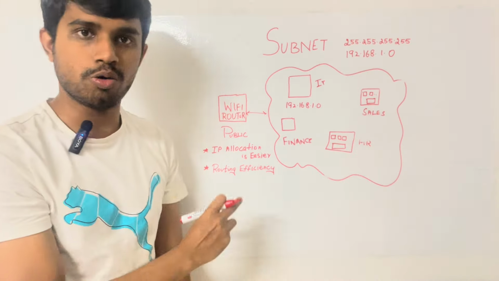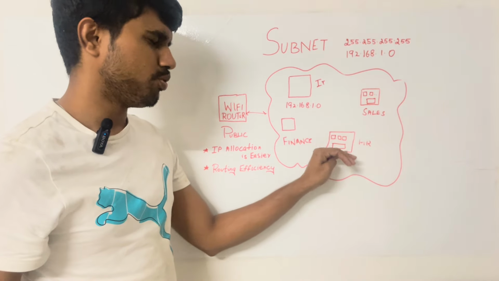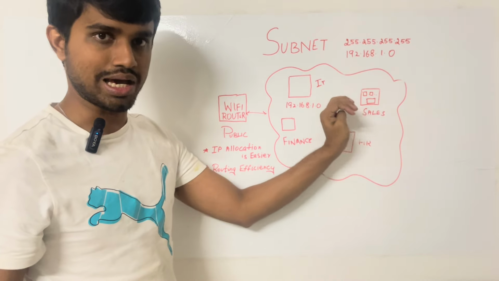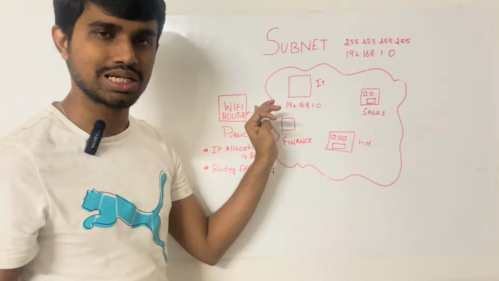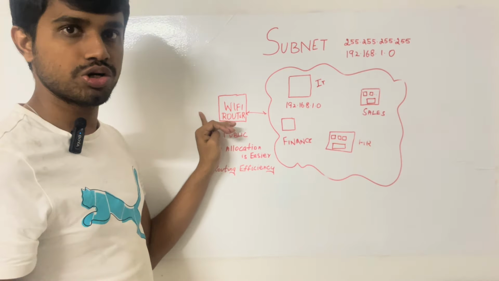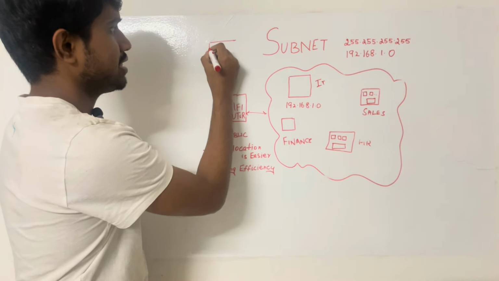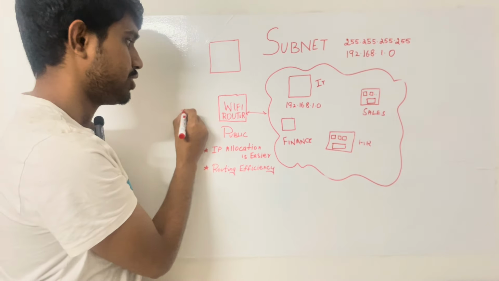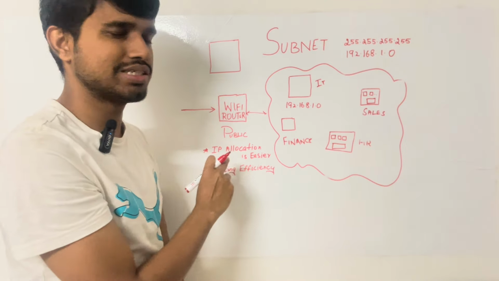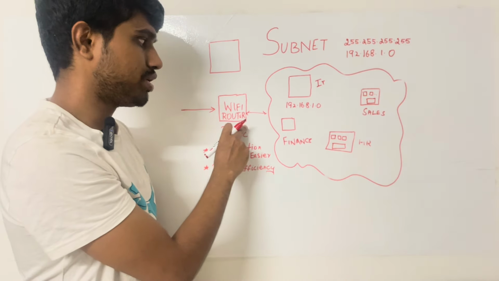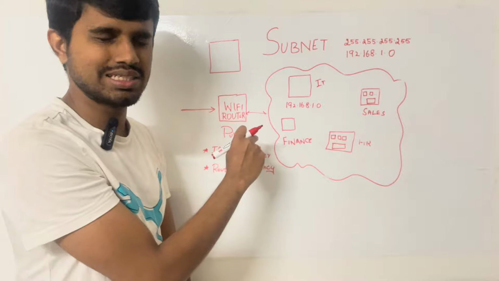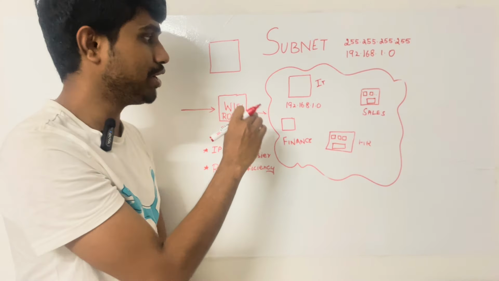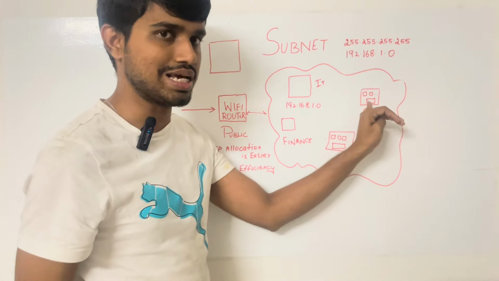So what I mean by routing efficiency is, if you know that all the sales computers will only fall in this IP range, the first advantage is that this router maintains a table. For example, someone from the outside came and asked you for the previous year's sales data. So the Wi-Fi router needs to know where to get the sales data. In the routing table, it will have the information to reach a server of the sales.